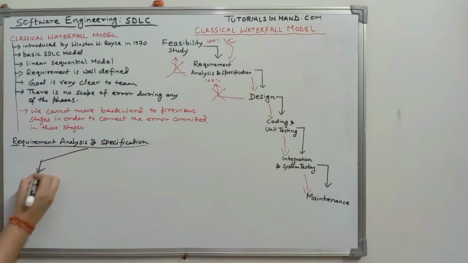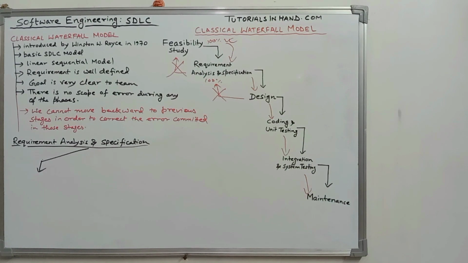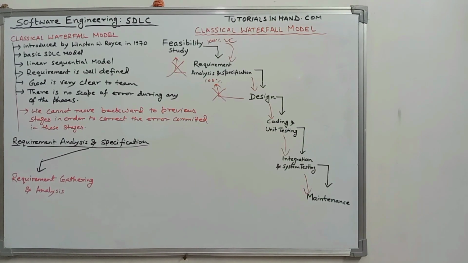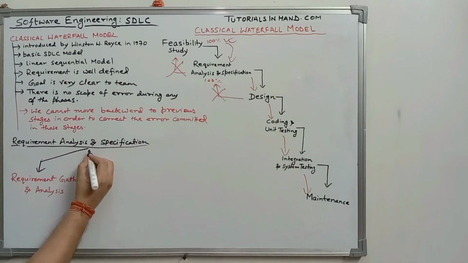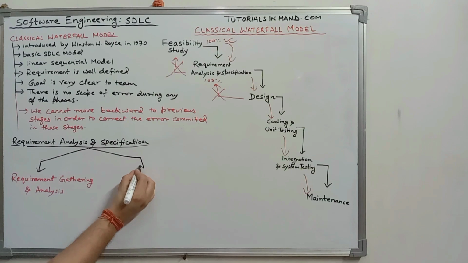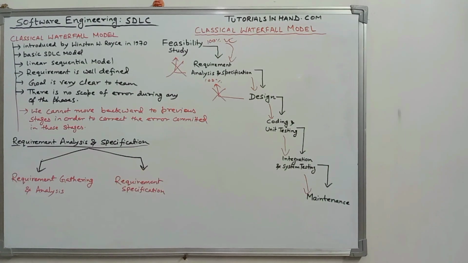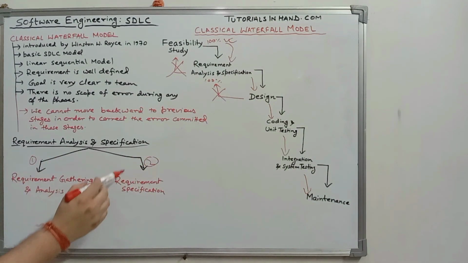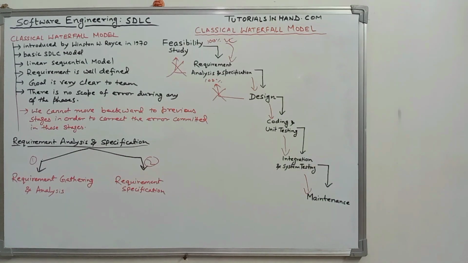The first one is going to be requirement gathering and analysis, and the second one is going to be requirement specification. So this requirement analysis and specification phase is broken into two parts and carried out in two parts: first requirement gathering and analysis, and second requirement specification.